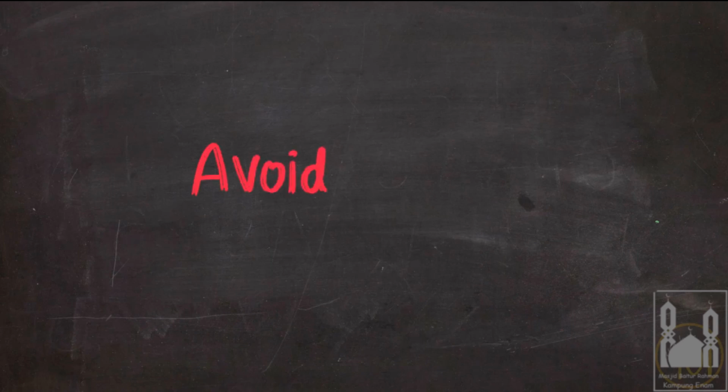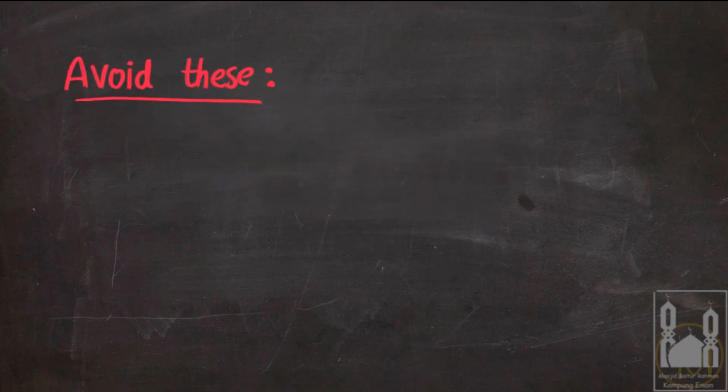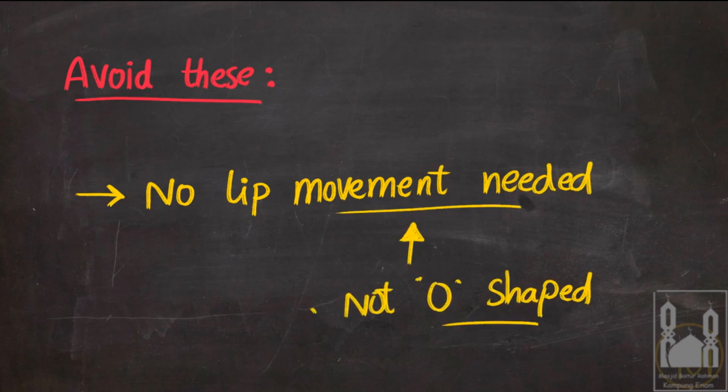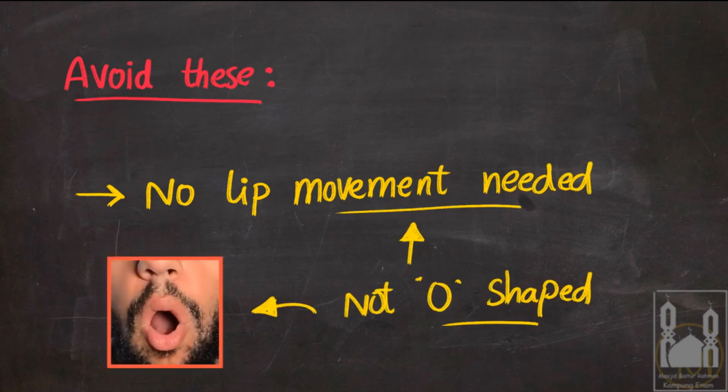Finally, there are some things to avoid when practicing and learning ra. First, ra does not involve any lip movement, so shaping your lips as O when pronouncing ra is wrong, because it adds a hint of dhamma that should not be there.